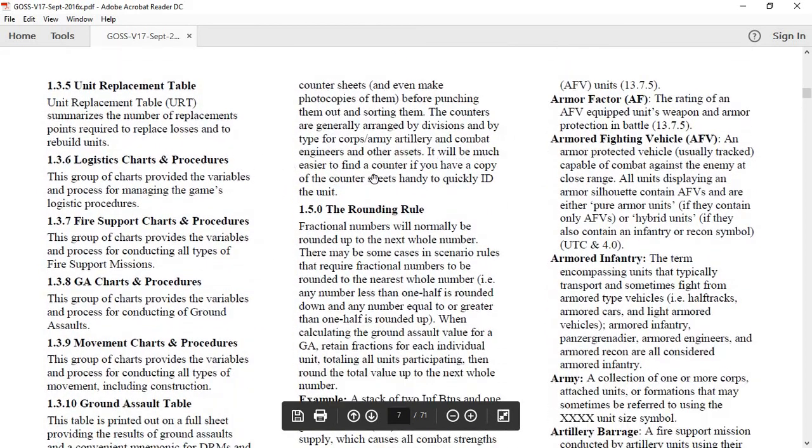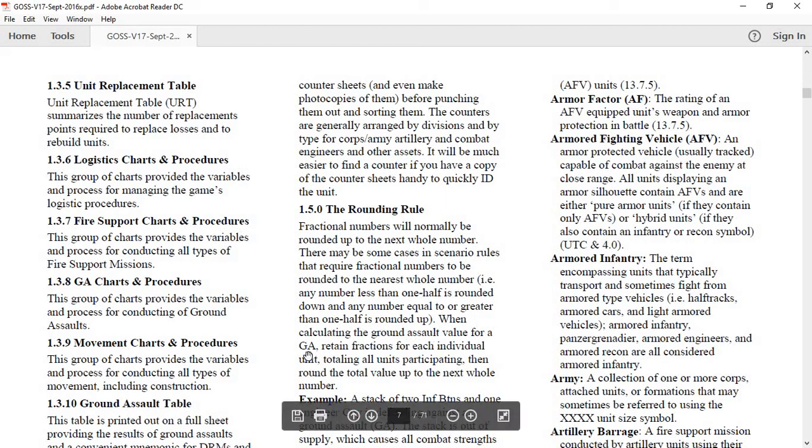Markers also keep track of any change in a unit's supply status, strength, or mode. It will be much easier to find a counter if you have a copy of the counter sheets handy to quickly ID the unit. The rounding rule. Fractional numbers will normally be rounded up to the next whole number. There may be some cases in scenario rules that require fractional numbers to be rounded to the nearest whole number, that is, any number less than 1/2 is rounded down, and any number equal to or greater than 1/2 is rounded up.